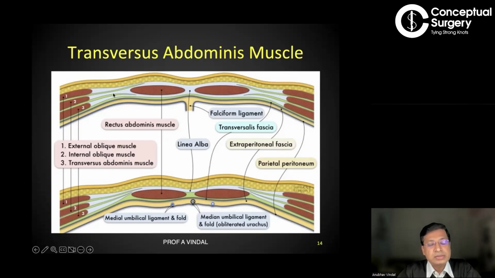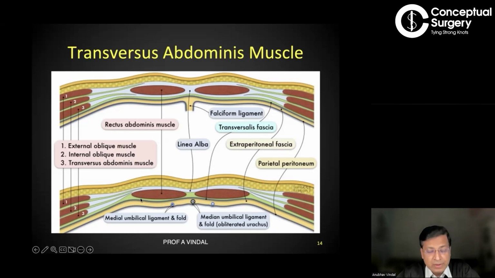The aponeurosis of the internal oblique splits into an anterior leaflet, joining the external oblique aponeurosis to form the anterior rectus sheath, and a posterior leaflet which joins the aponeurosis of the transversus abdominis to form the posterior rectus sheath. And the aponeurosis of the transversus abdominis solely forms the posterior rectus sheath.